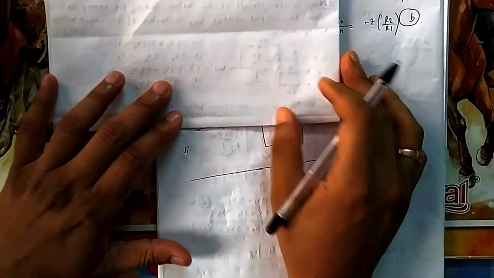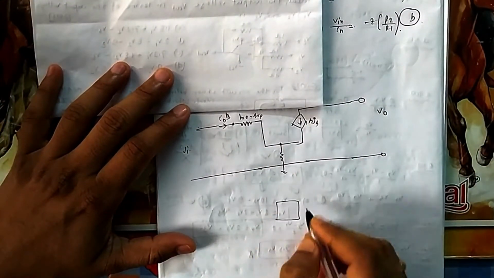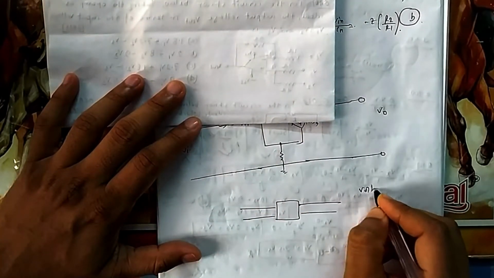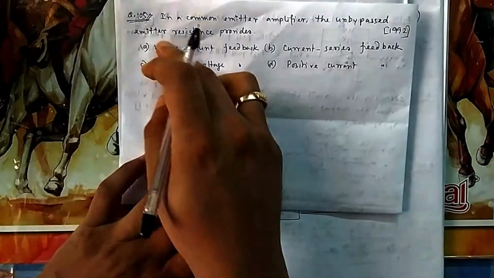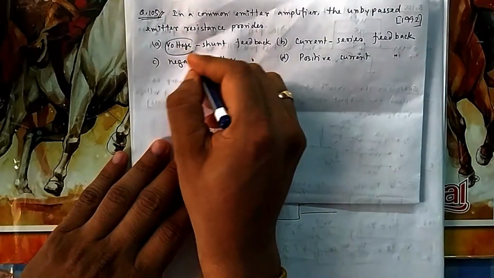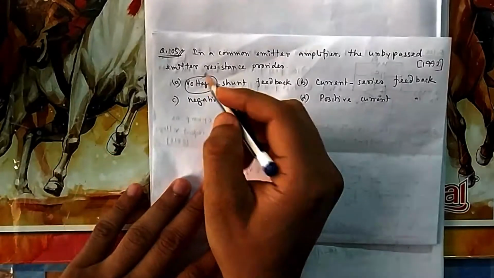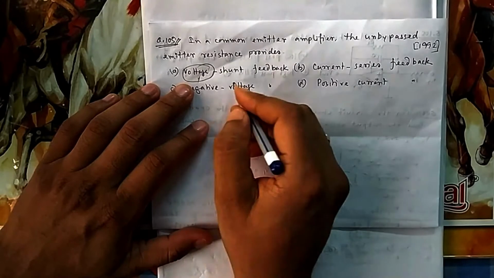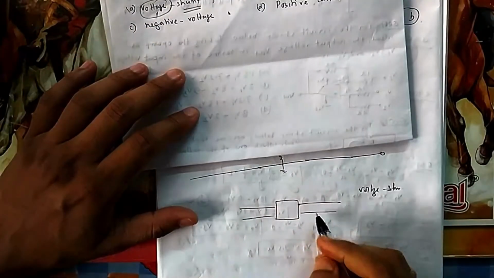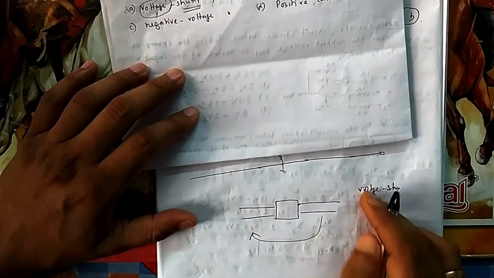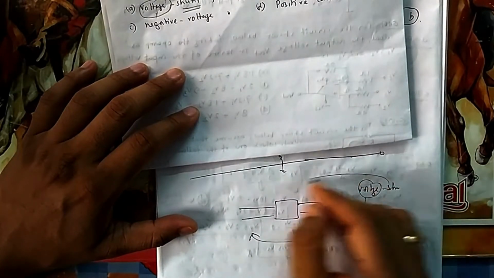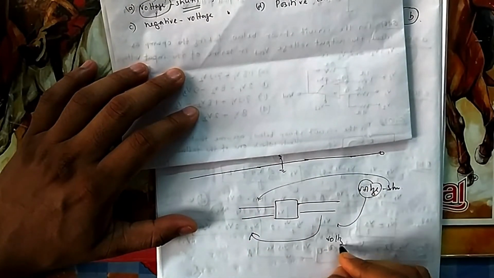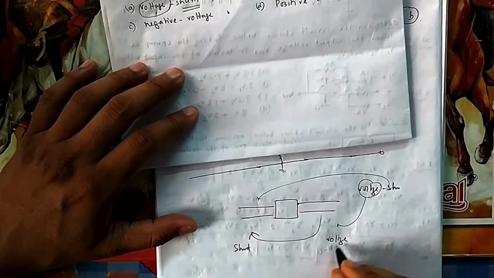What is voltage shunt, current series? It is something of this fashion. Suppose you see the first one: this is your output. Voltage shunt: the feedback comes from this side and goes to this side. Voltage means this side is voltage, and shunt means this side is shunt. If you say voltage shunt, that means this side should be voltage and this side should be shunt.